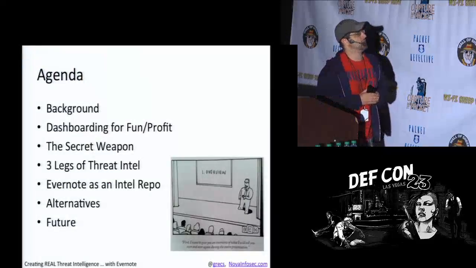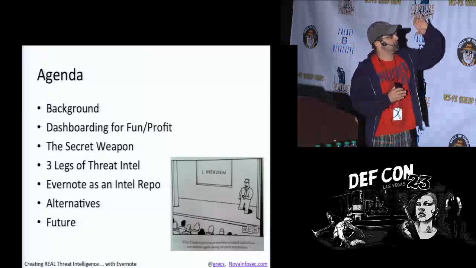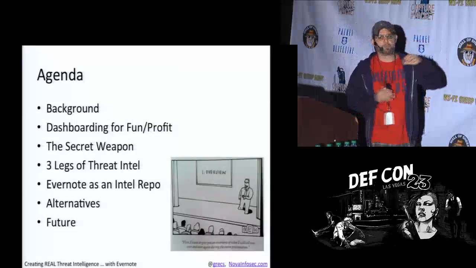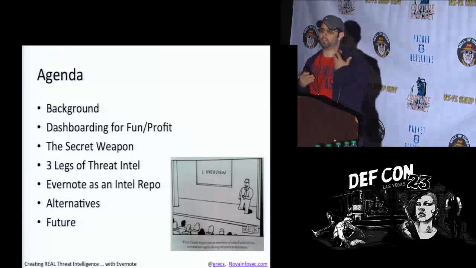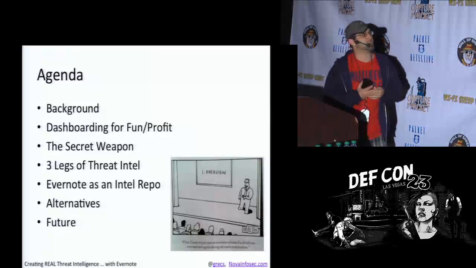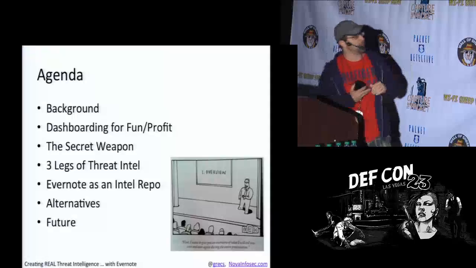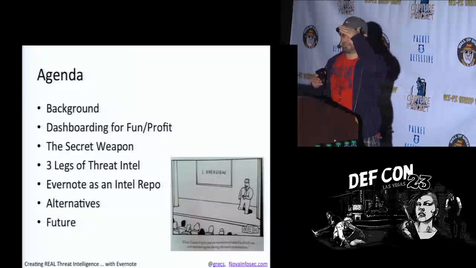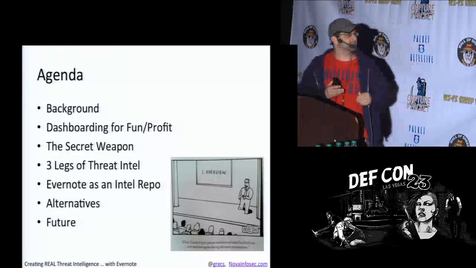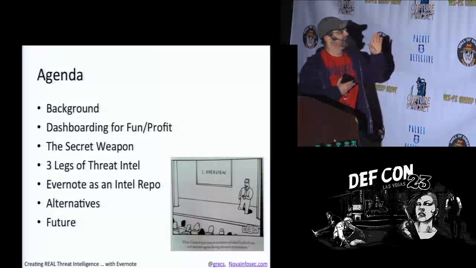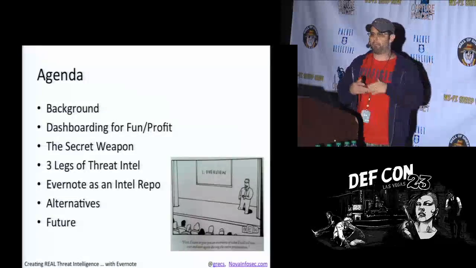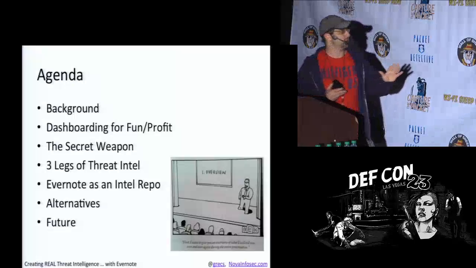Now to the point, this is what I'm going to cover today. Just a little bit of background about how I got here. There were 3 components that led me to using Evernote as a threat intel platform. So the first part of that was dashboarding. The second part of it is the secret weapon. Does anybody know what the secret weapon is? No, all right. It's a pretty cool thing, right? And then the 3 legs of threat intel. There are multiple legs, but I'm just going to focus on 3.